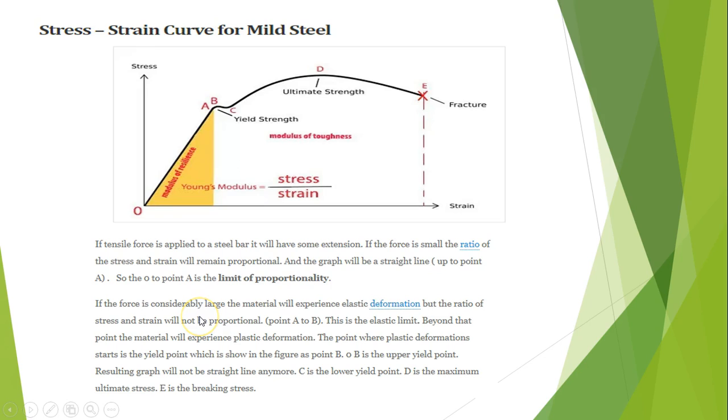If the force is considerably large, the material will experience elastic deformation. But the ratio of the stress and strain will not be proportional from A to B. What will happen? For a small value of strain, it's accompanied by an increase in the stress. So we get point B, and then there will be strain here, and we get what's called yield strength.